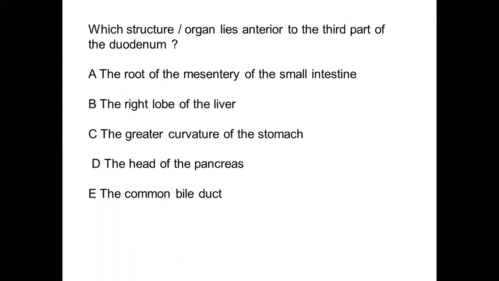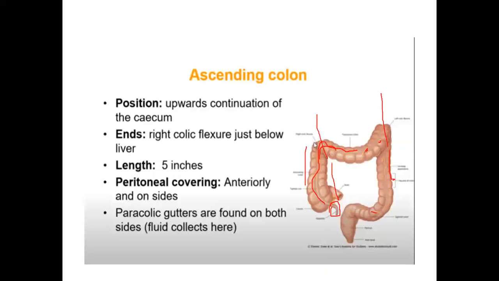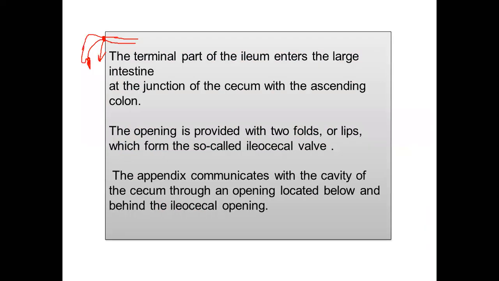Which structure and organ lie anterior to the third part of the duodenum? The root of the mesentery of small intestine, right lobe of the liver, the greater curvature of stomach, the head of pancreas, the common bile duct. The head of the pancreas, D. No. Okay, I will show you the relationship, so that you can choose from the third part of duodenum.